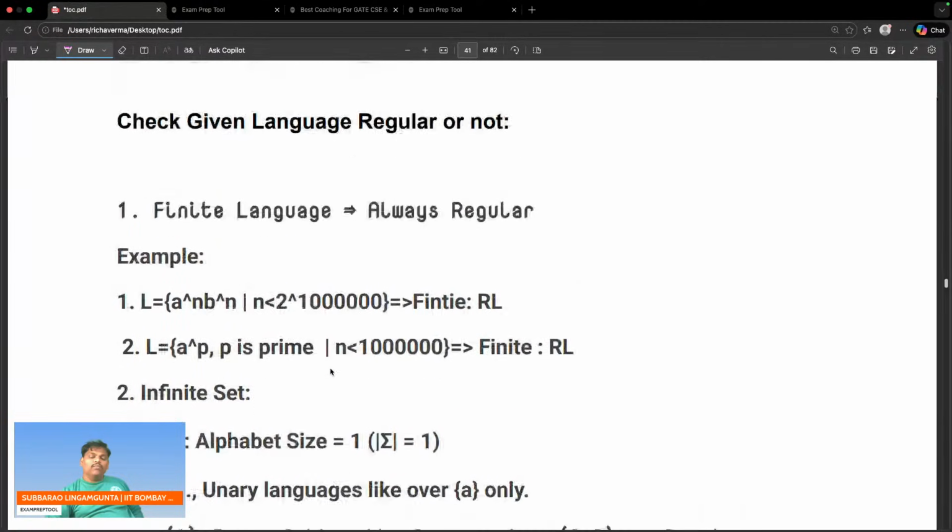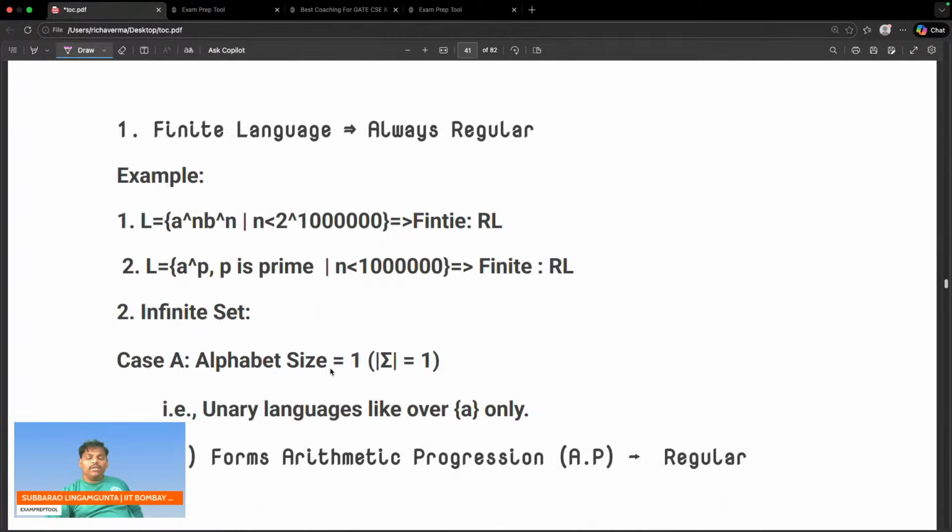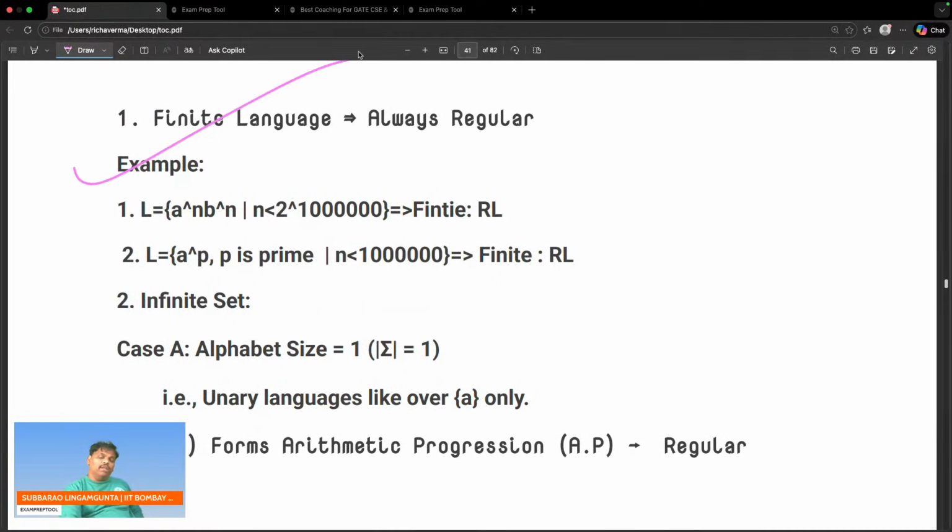Next one. Check the following: how to check whether the given languages are regular or not. A finite language is always regular. So a finite language is regular.